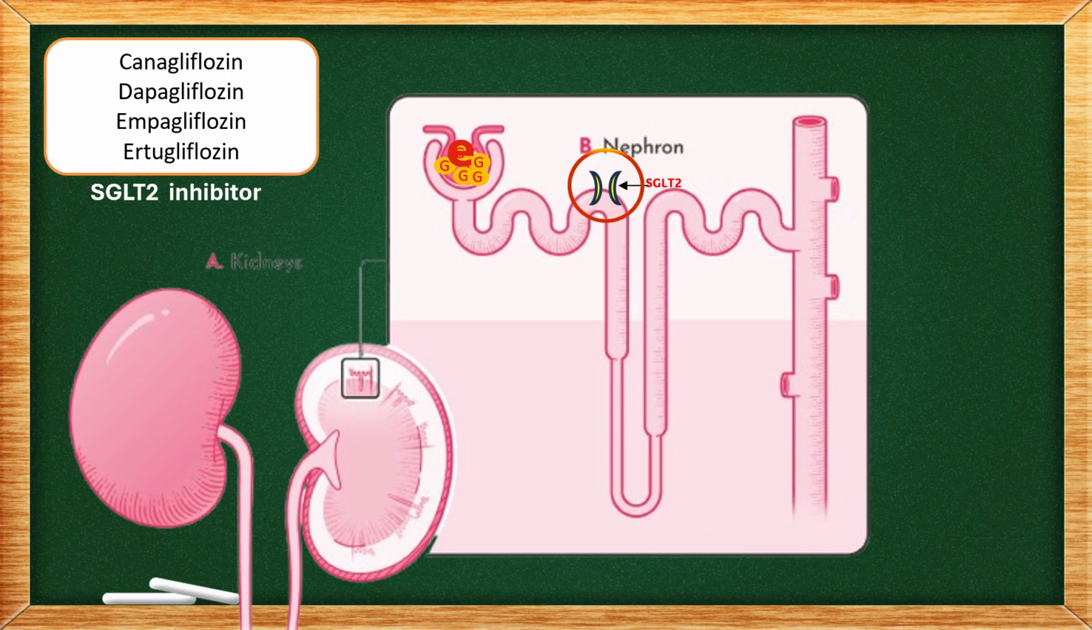SGLT2 inhibitor. It inhibits the SGLT2 protein, which is present in the proximal convoluted tubule of the nephron. This prevents reabsorption of glucose into the bloodstream. As a result, glucose is excreted in the urine through a process called glycosuria, which also contributes to lower blood glucose level.